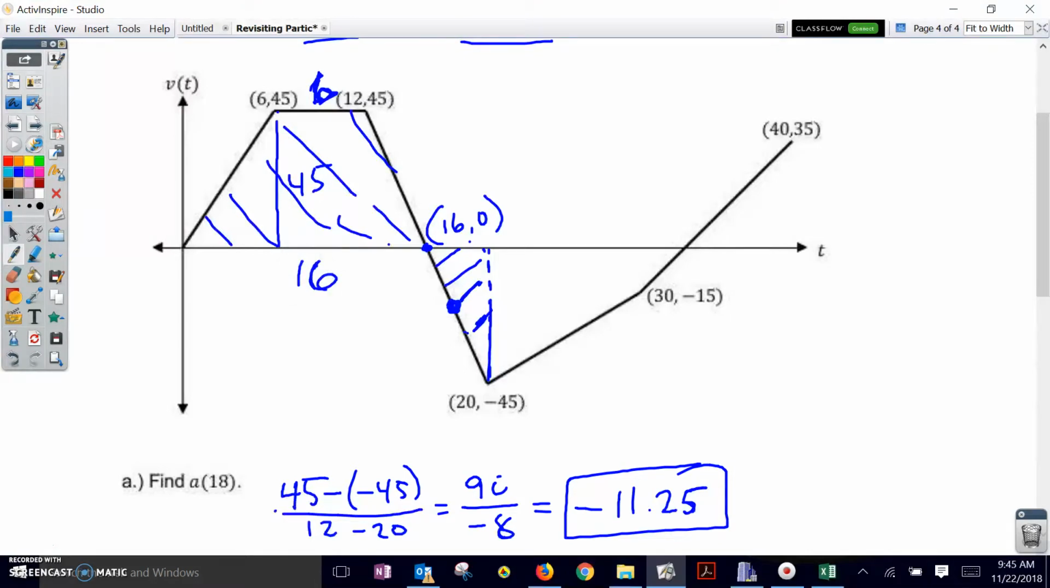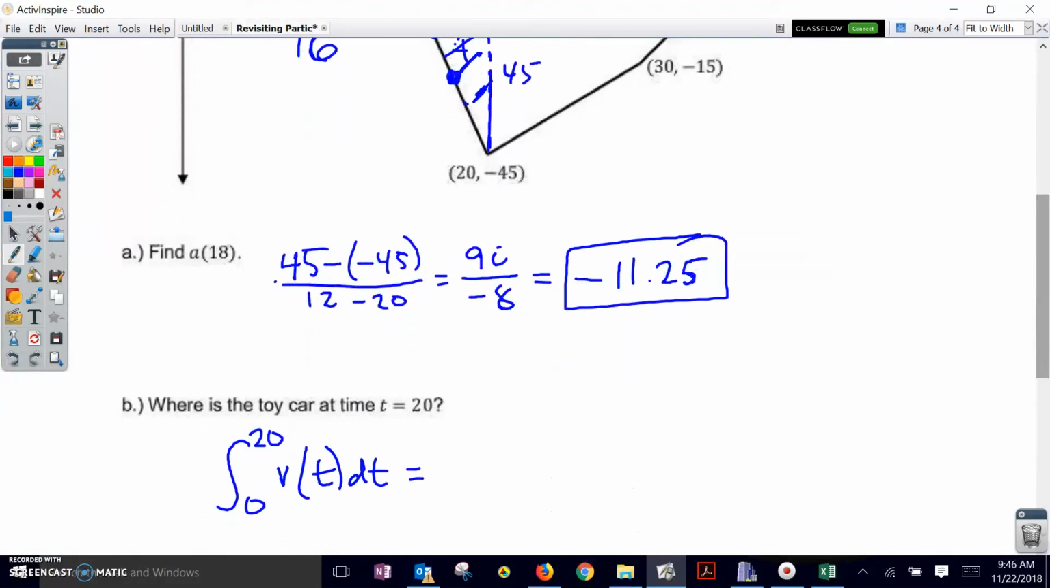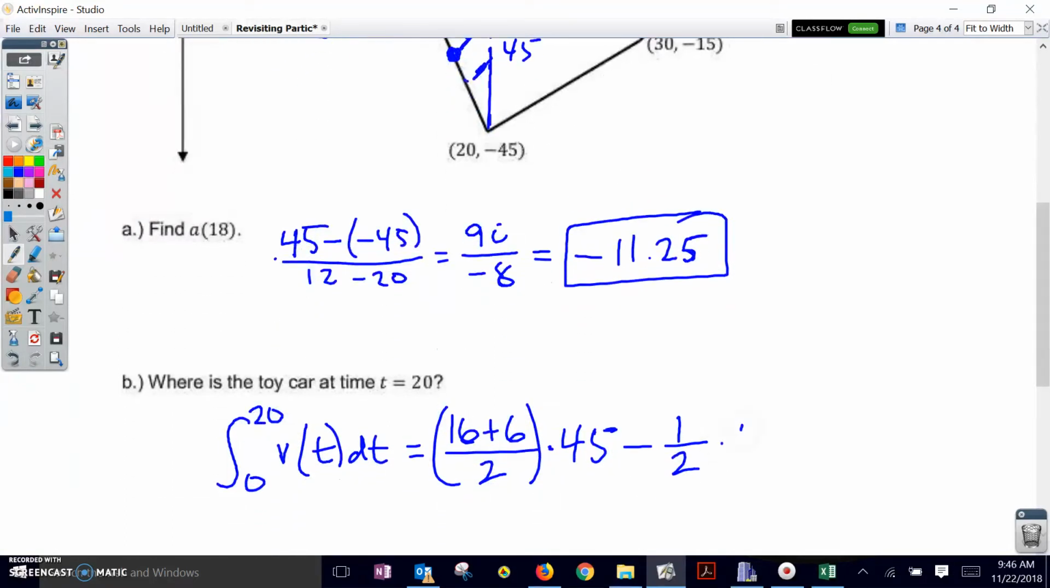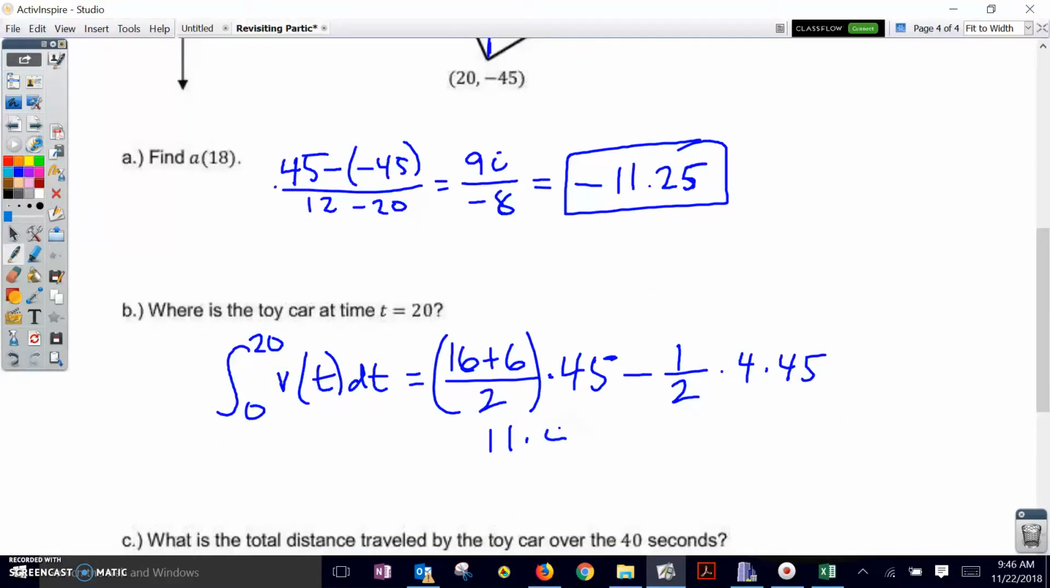So I can find the area of that trapezoid. And then this width is 4, and the height is 45. And that's counted as negative. So I've got a trapezoid where the bases are 16 and 6. So I take the average of those bases times the height and subtract away the area of this triangle, which is 1/2 times 4 times 45. And then I go ahead and do those calculations. 11 times 45 minus 2 times 45. That's 9 times 45, which is 405.